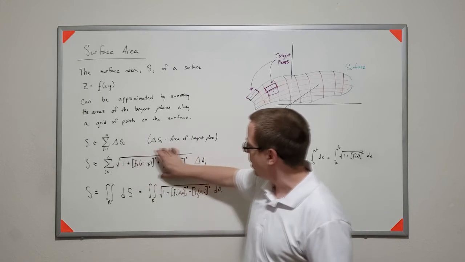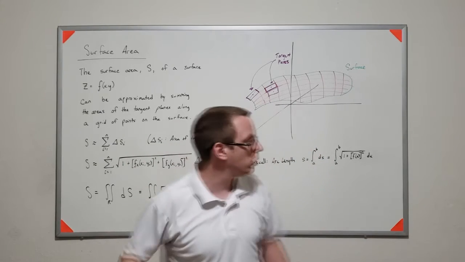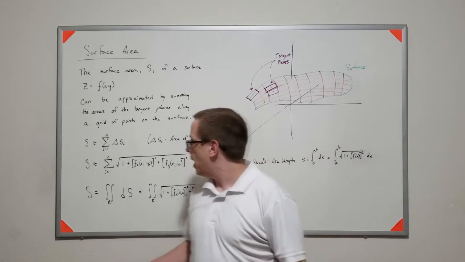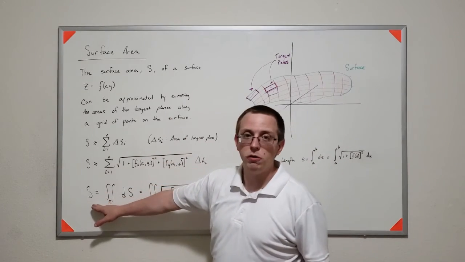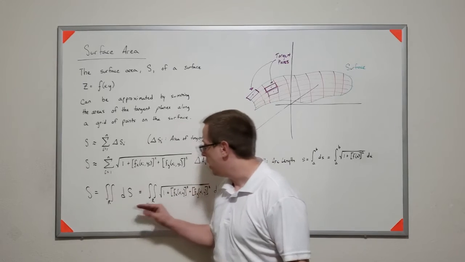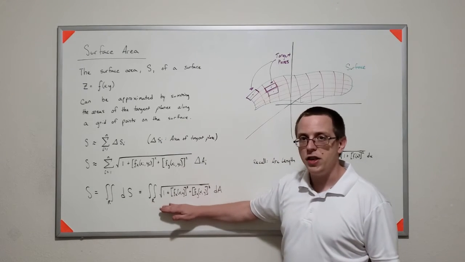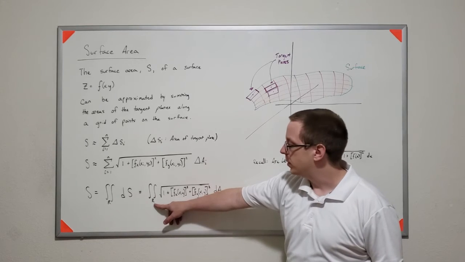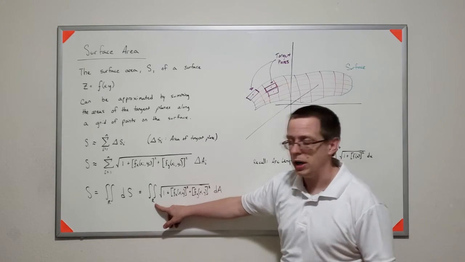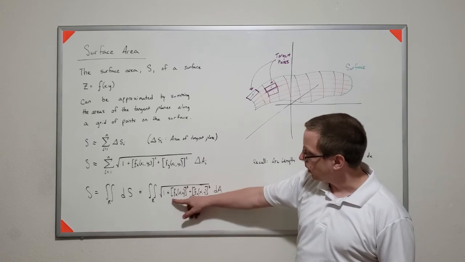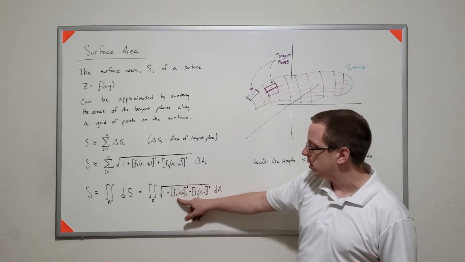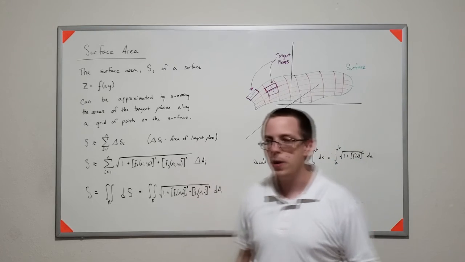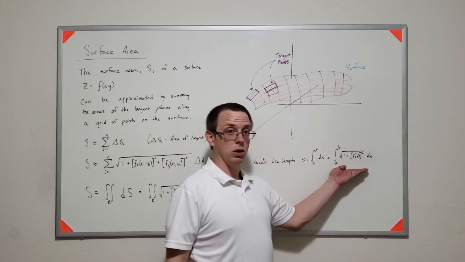So what you have here is something that looks a whole lot like this, right? And what we find is that the actual surface area, when we get into integral form, falls into this definition. We integrate over the region. So this is a double integral. This is not an iterated integral yet. Of the square root of 1 plus the partial with respect to x squared plus the partial with respect to y squared. So notice that it looks a lot like this.